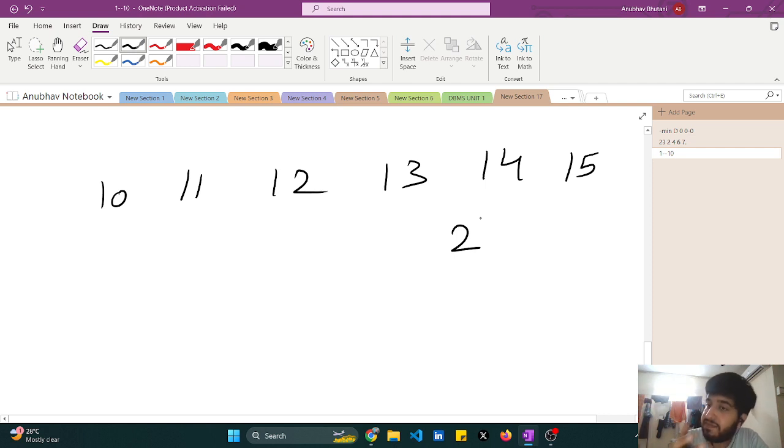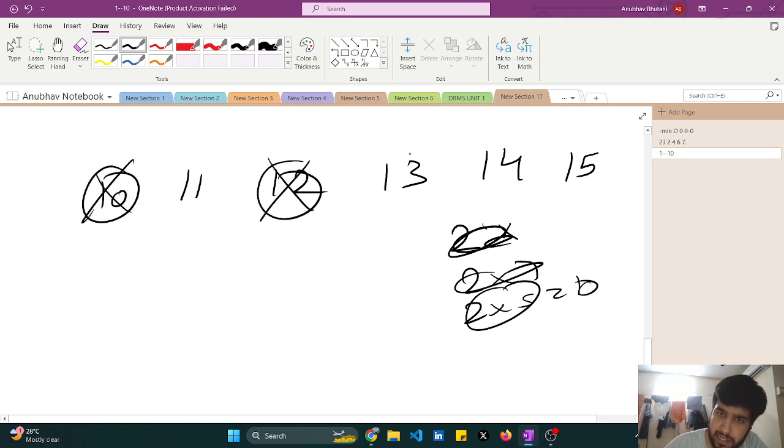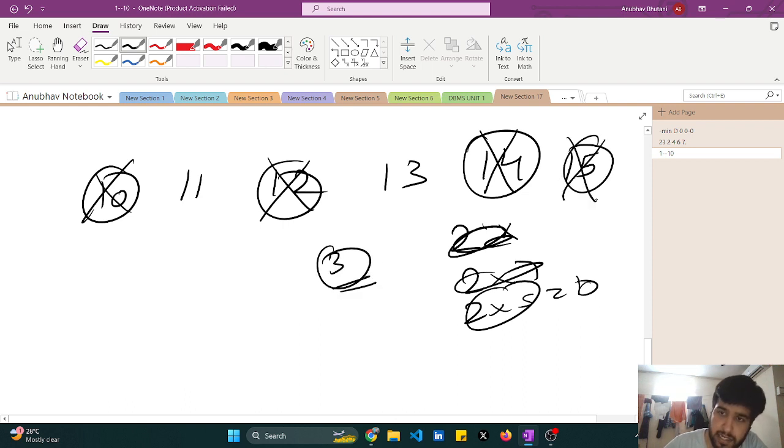and the number itself. Other factors are also there. Okay, so 2 into 7, 2 into 5 for this case, 10 is crossed. 12 is a factor, it is crossed. 14 is a factor, it is crossed. I'll come to 3, I'll cancel its factors. I'll cancel its multiples. Okay, so 15 is also cancelled.